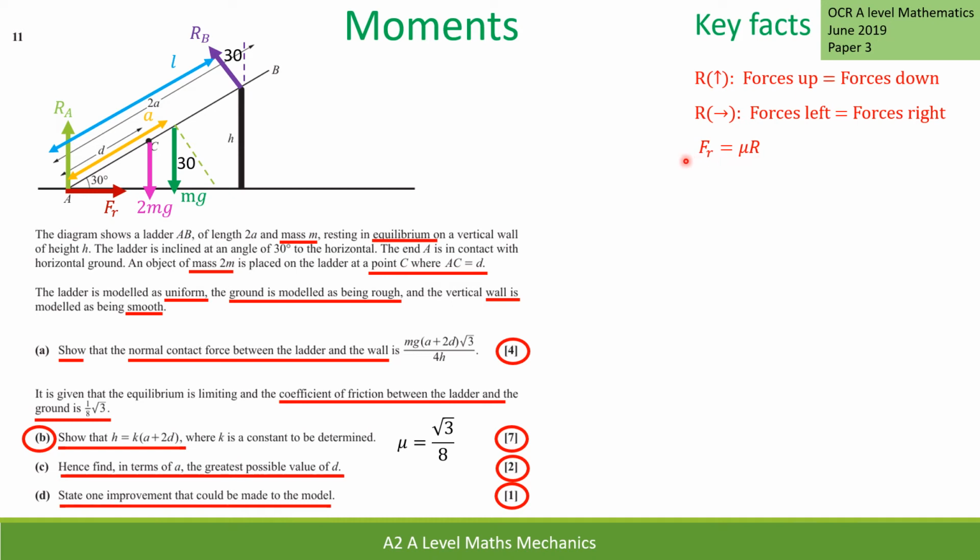Now we've taken moments in part A, so the only two formulas we've got left to do are forces up equal forces down and forces left equal forces right. And if we do these two things, that means we'll be able to substitute these two into this formula here in order to be able to use friction equals mu R, and then that will be able to simplify into this expression here. Press pause, have a go at working out the answer if you haven't done already, and then press play when you're ready to hear the answer.